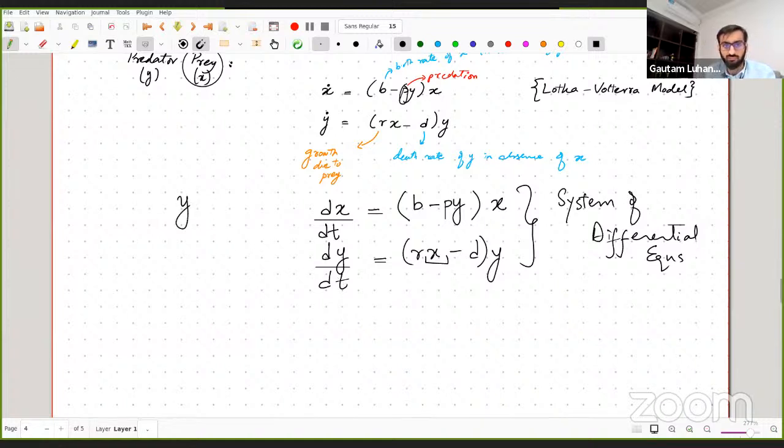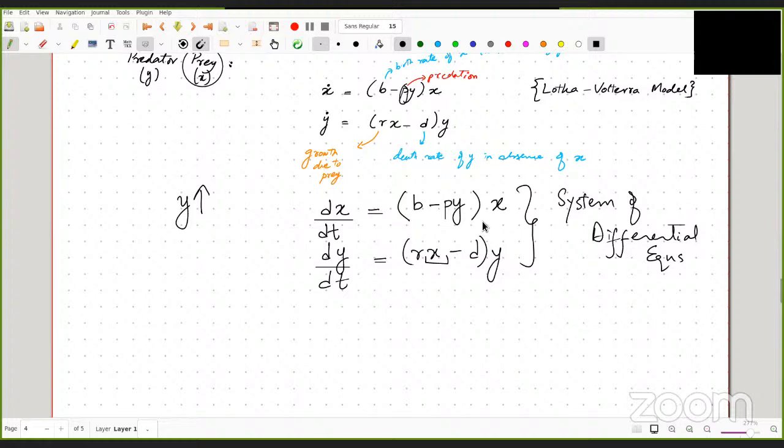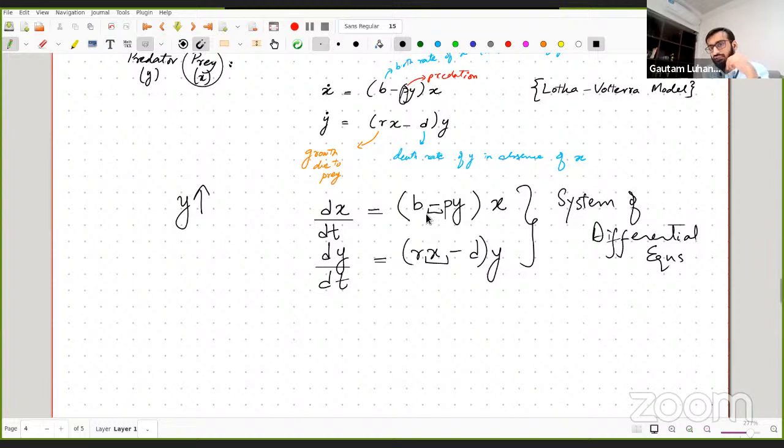What happens when I make y large in this equation? The coefficient of X decreases, because of this negative sign right here. So dx by dt, the rate of change of X with respect to time, goes down. It could even go negative. When it goes negative, that means the prey is decreasing. So the more of y you have, the less of X you will have.